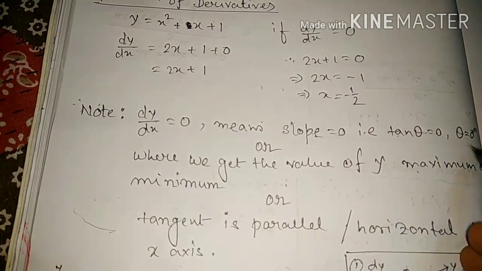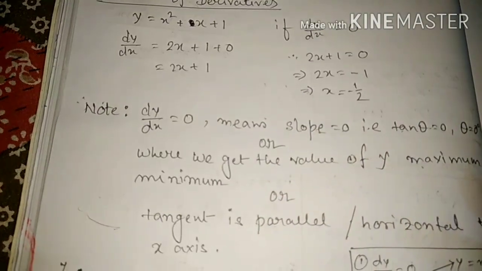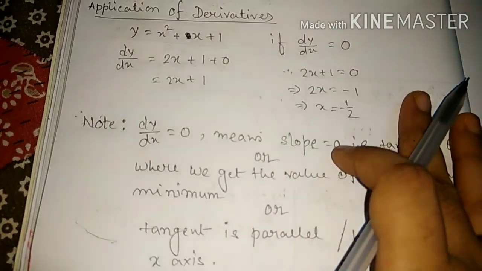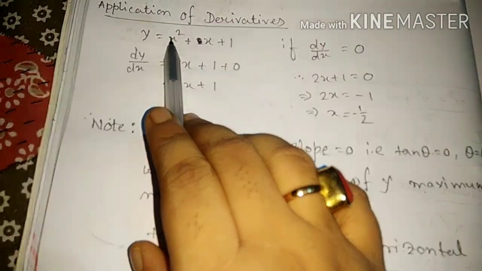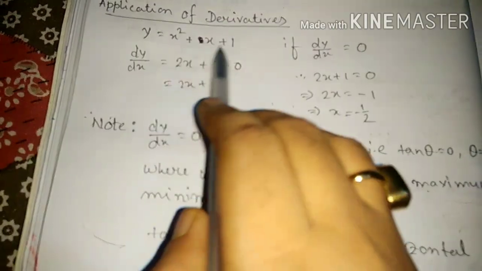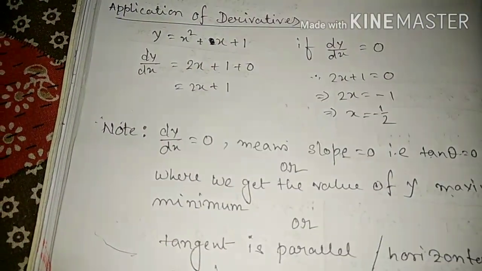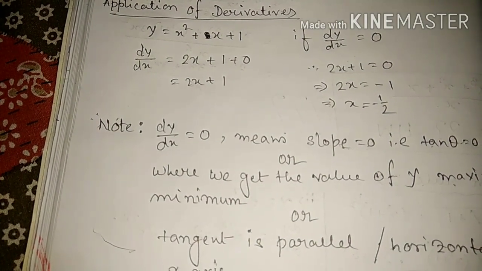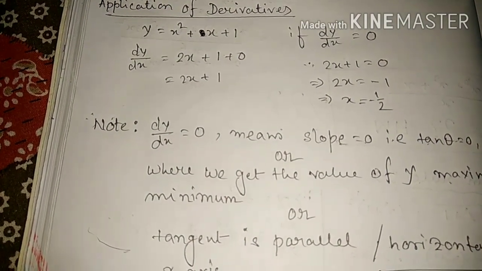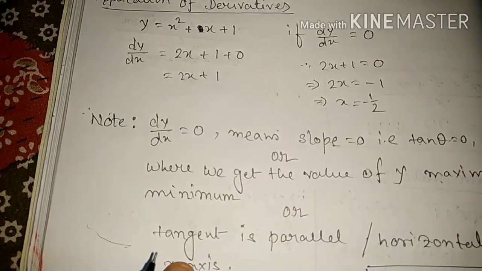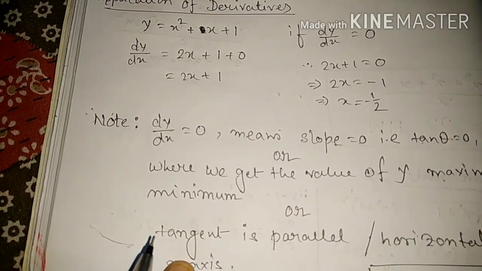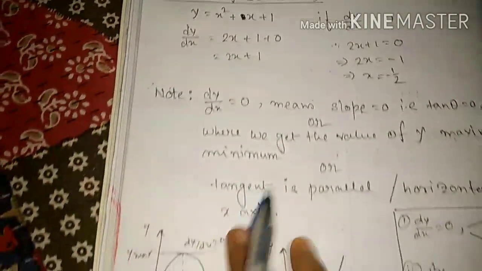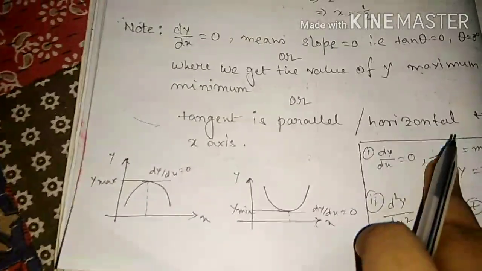Okay, so how can we understand whether this is a maximum or a minimum? After putting the value of x here, if the value comes out negative, that means this is a maximum value, and if it comes out positive, then this is a minimum value. Okay, we understand this one now.